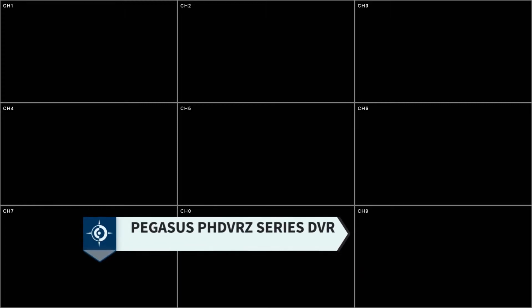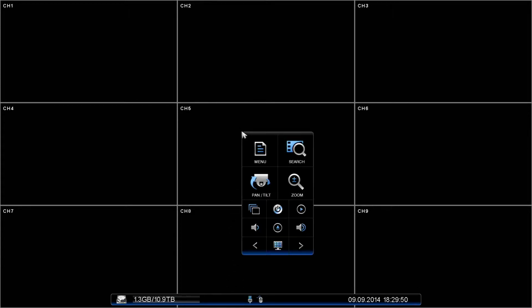Hello, the following is a tutorial on how to search and archive on a Pegasus PHDVRZ Series recorder. After putting in your password, the first thing that you want to do is right-click anywhere on the screen, then left-click on Search.